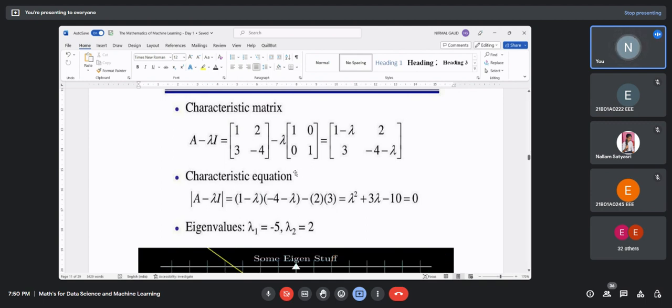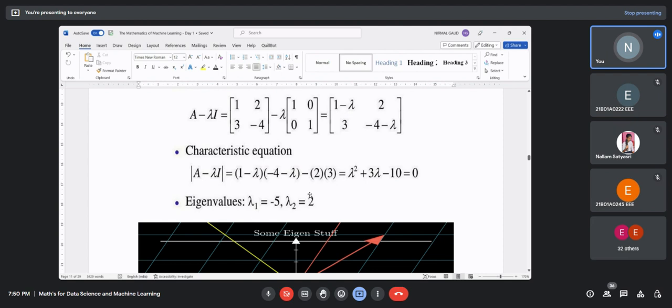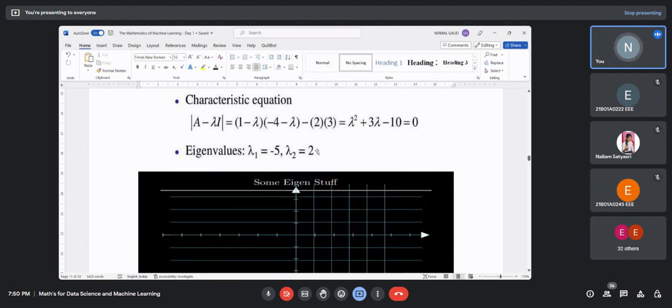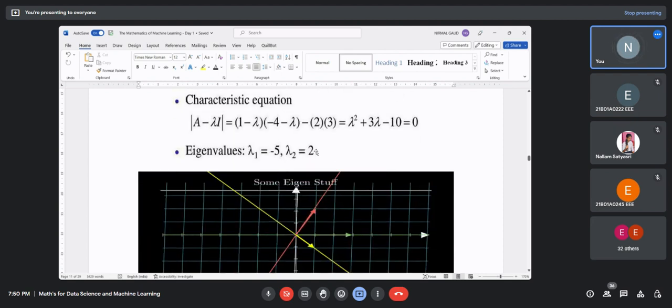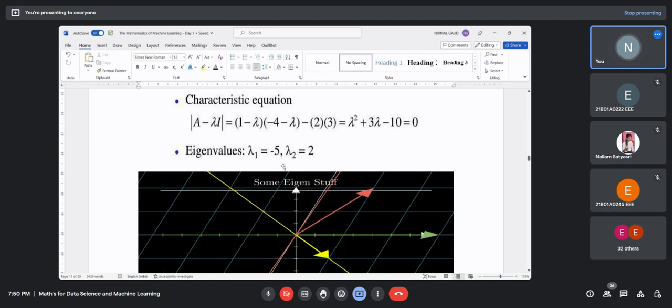So the first thing is you need to find the characteristic equation, and the characteristic equation is simply A minus lambda I. I is your identity matrix, A is your given matrix. I need to find the eigenvalues and eigenvectors for it. So this is how you are going to solve. Lambda 1 and lambda 2 are the eigenvalues.